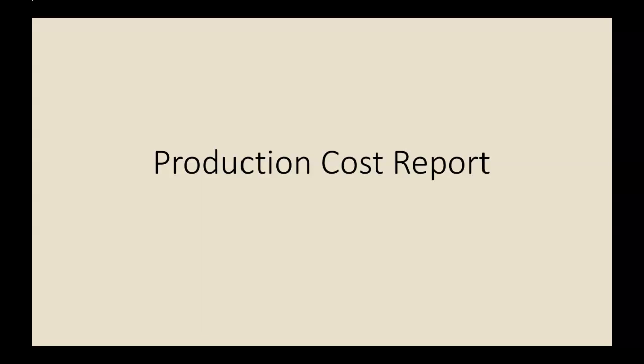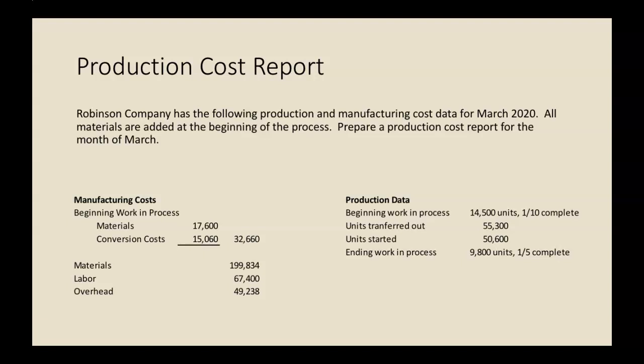Let's talk about how to prepare a production cost report. So the problem says Robinson Company has the following production and manufacturing cost data for March 2020. All materials are added at the beginning of the process. We need to prepare a production cost report for the month of March. So we're given manufacturing cost information and production data for the month. We can take all of that information and prepare a production cost report.